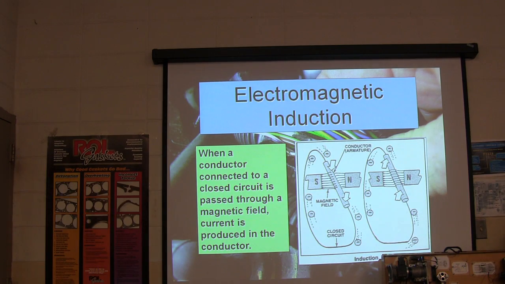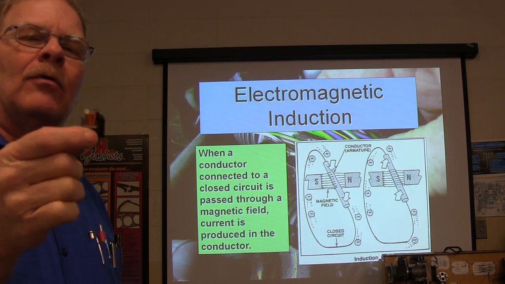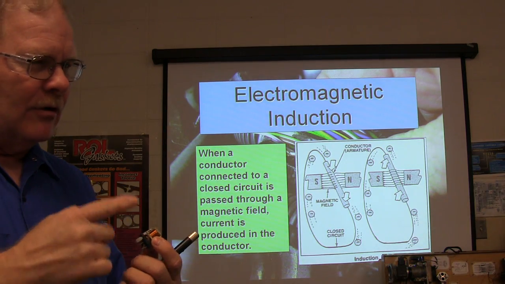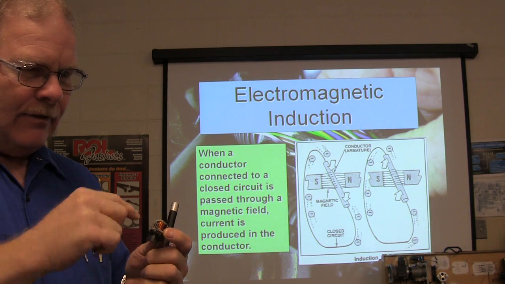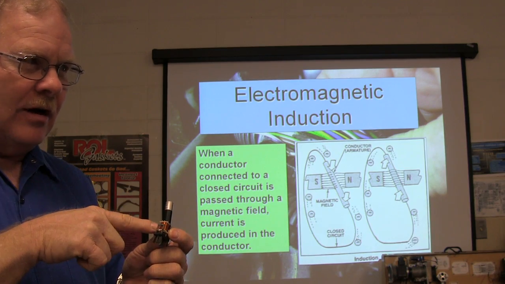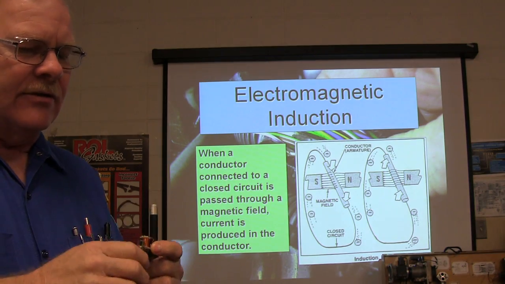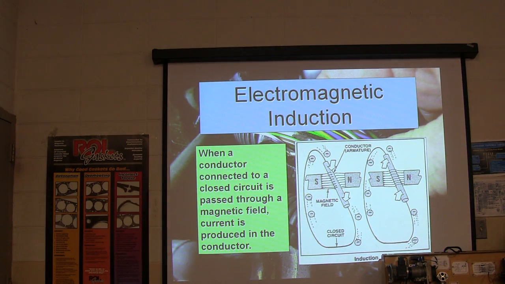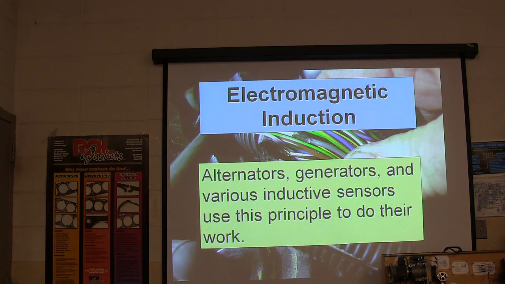All right, so the magnet wire is not just copper wire. This wire right here is not just copper wire. It's copper wire that's coated with something so that the loops don't touch each other. Because they don't want it jumping from one loop to the next, and if it does, it's shorted and it's no good. But if it's going around and around and around, it creates a really strong magnetic field. And that's what the deal is on that. All right, alternators, generators, and inductive sensors use that to work.